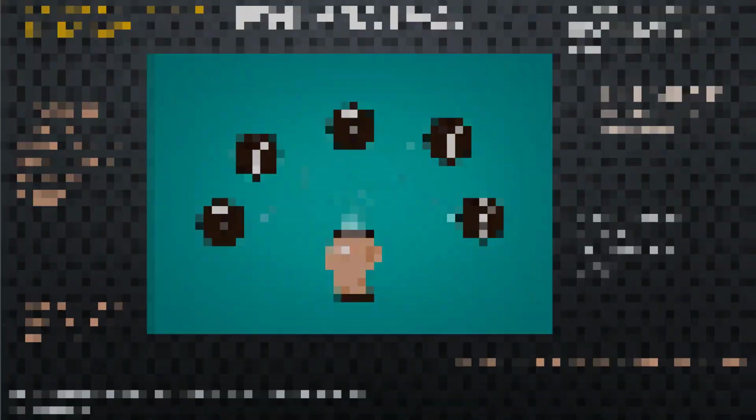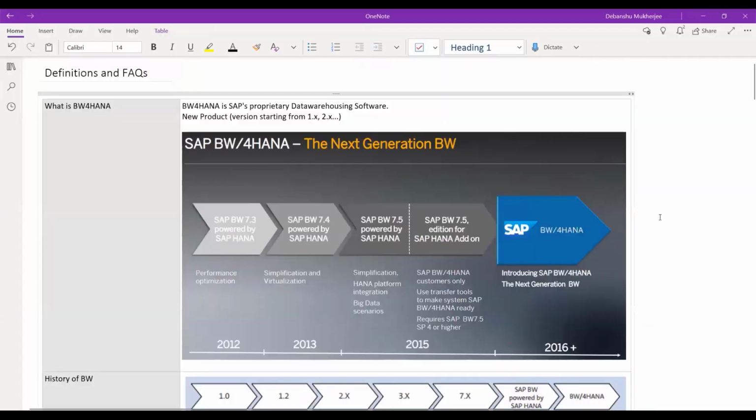So let's get started. Okay, so first let's answer the very basic question, what is BW4HANA? BW4HANA is SAP's proprietary data warehousing software. And it's a new product. It is not a successor for previous BW versions. That's a very important point you should keep in mind.